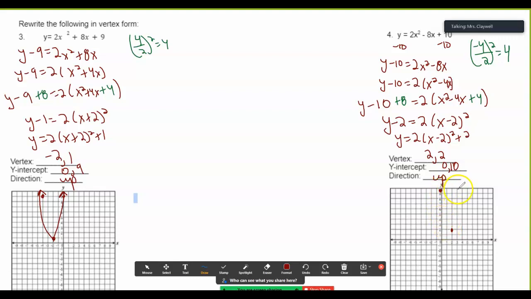I have (0, 10). And this also opens up. I hope this is helpful.